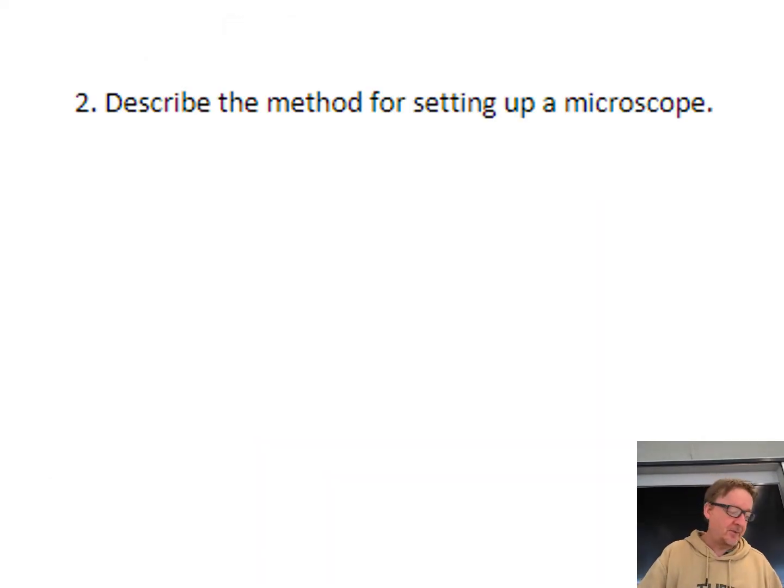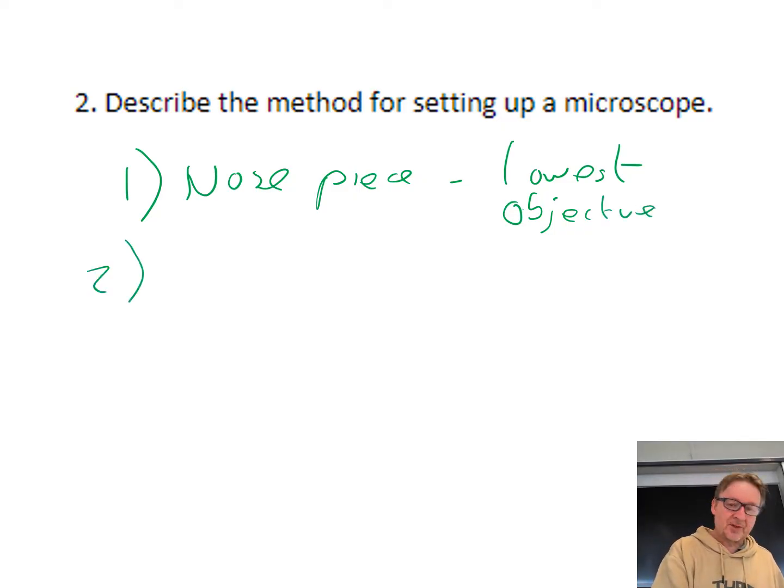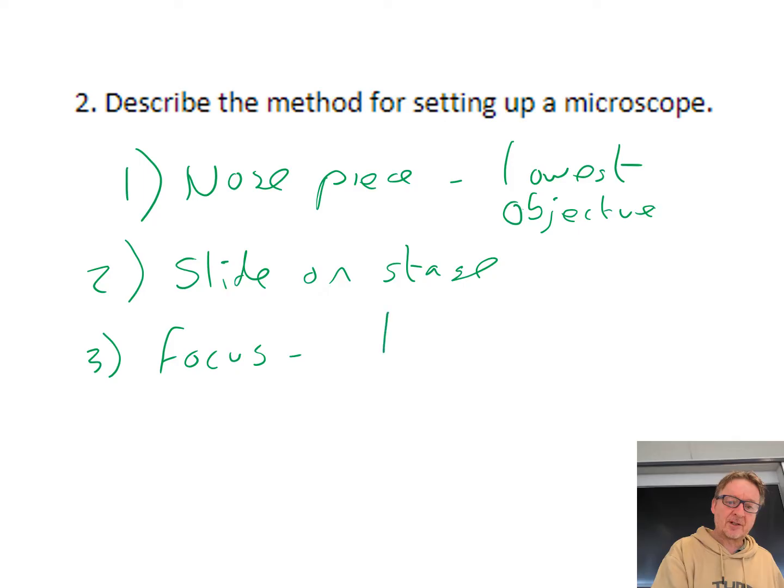Describe the method for setting up a microscope. It's kind of like 4 stages to it. Firstly, you turn the nose piece to the lowest magnification, that's the shortest one. So that is the nose piece lowest, and it's the objective lens that you're turning around. Number 2, put the slide on the stage. Number 3, focus using the large dial. And number 4, draw it.